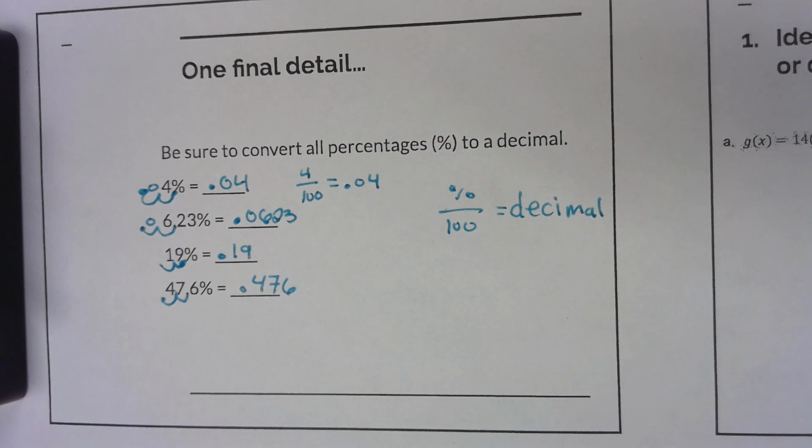So when in doubt, divide the percent by 100. The quick way of doing that is move the decimal to the left. If you're multiplying by 100, you move the decimal 2 to the right. So go the opposite way.